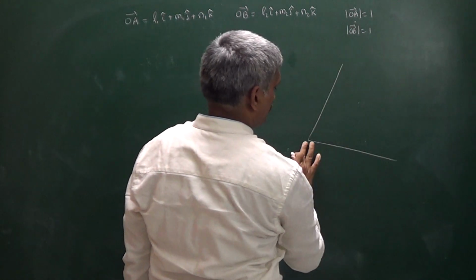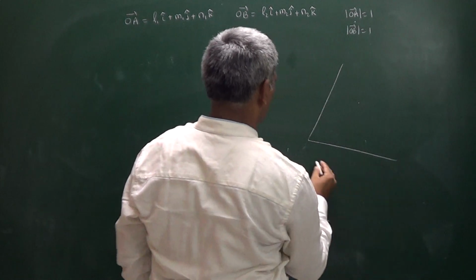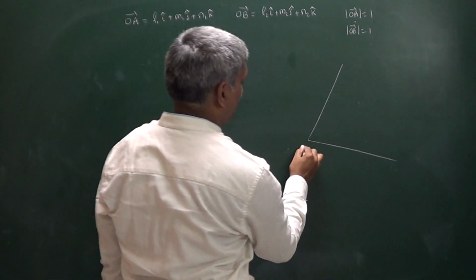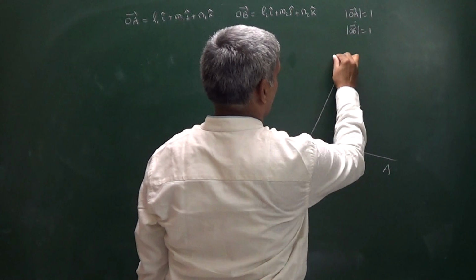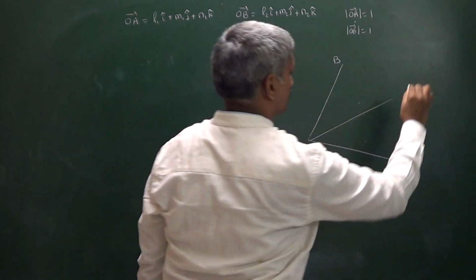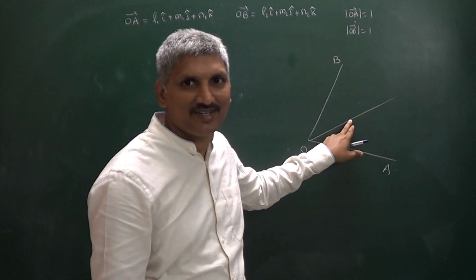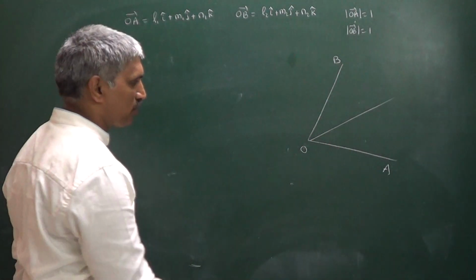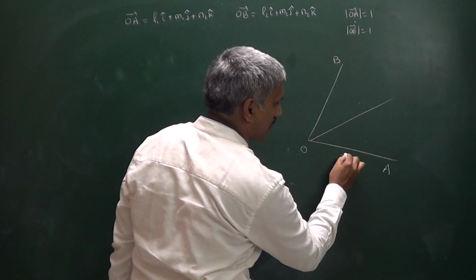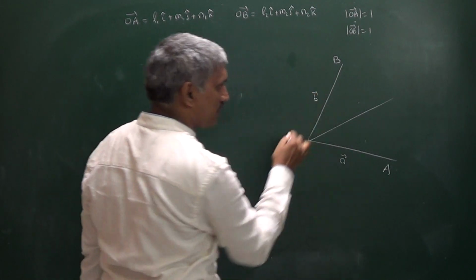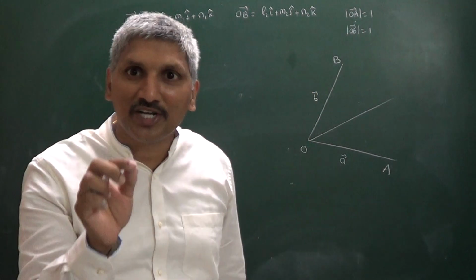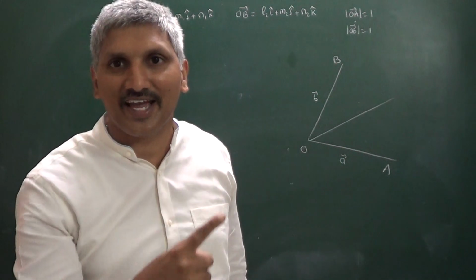So this is OAB. This is one vector OA bar and this is another vector OB bar. So we have to find out the direction cosines of this one. But how to find out? As we know, let us say this one is A bar and this is B bar. How to find out a unit vector along the internal angle bisector?